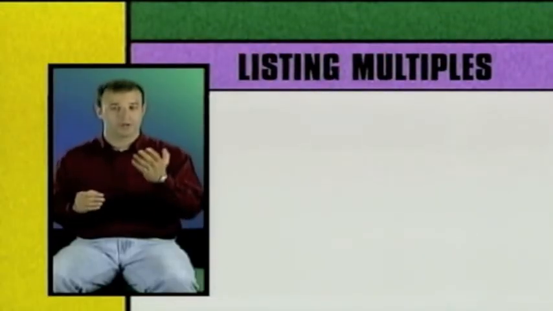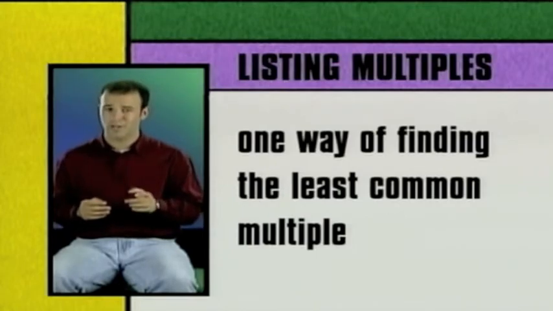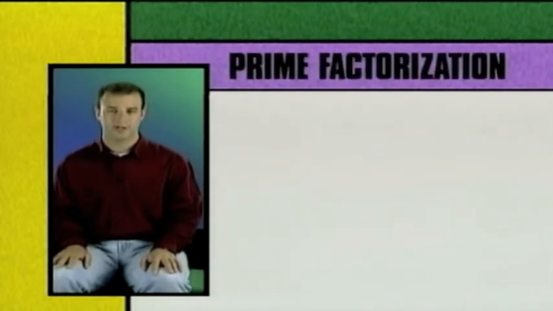Listing multiples, like we just did, is one way of finding the least common multiple, but there is another way to do it. Any guesses? Look in the back of the book. Nice, but no. We're going to use the prime factorization method.